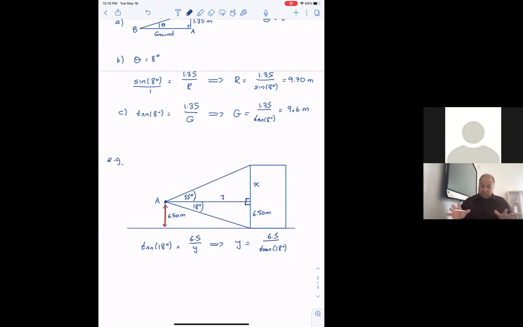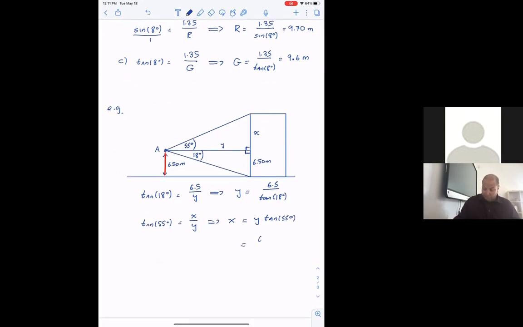Since Y is currently known, I can go to the upper triangle. I have the angle, I have Y, I need X, opposite adjacent, that's tangent again. So tangent of 55 degrees equals opposite over adjacent. In this case, I need X, so X equals Y times tangent of 55 degrees. But I have Y, it's 6.5 over tangent of 18 degrees times tangent 55 degrees. So now I have X. And what is the height of the building? The height is X plus 6.5.